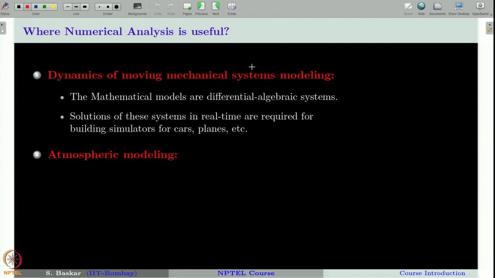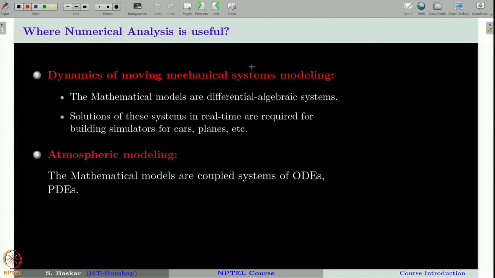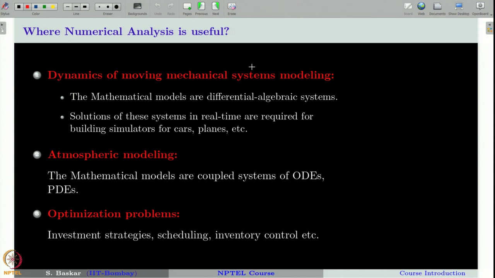Another example is atmospheric modeling. The mathematical models that come in atmospheric modeling are coupled systems of ordinary and partial differential equations. And the third example is the optimization problems, which come in investment strategies, scheduling, inventory controls, etc.